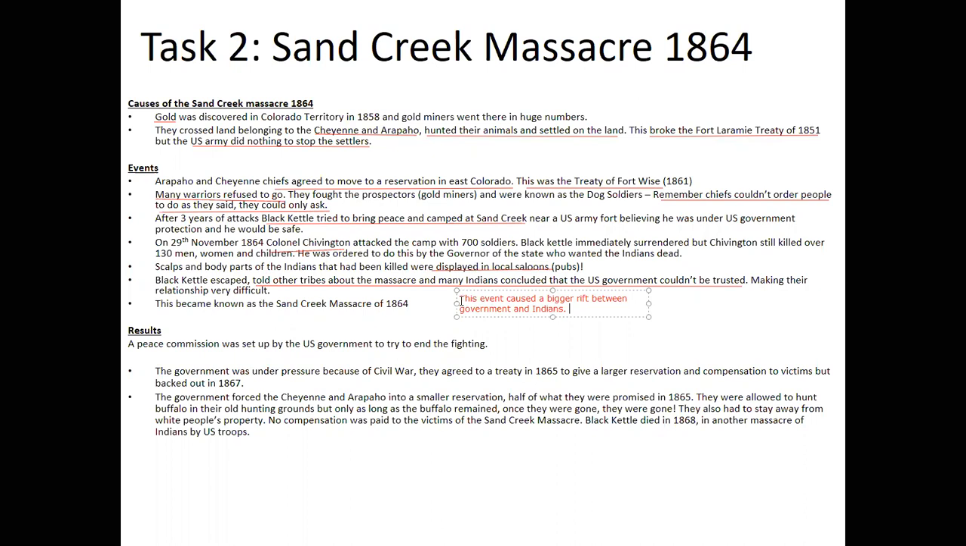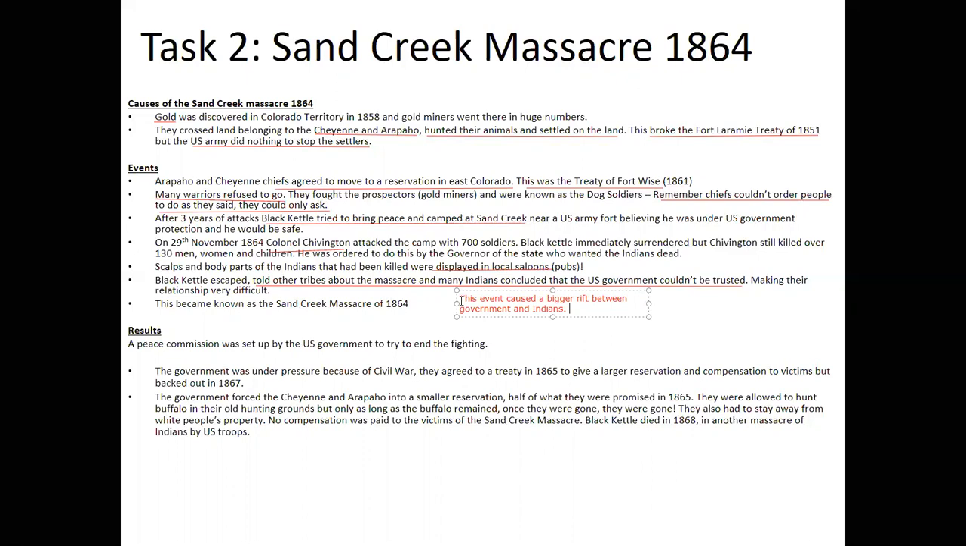So what happened because of the Sand Creek Massacre? So you've got the causes, you've got the events, now the results, the consequences. So the government set up a peace commission to try and stop fighting between the Native Americans and the US government. And the government was under pressure because of the Civil War. So bear in mind, this happened in 1864.